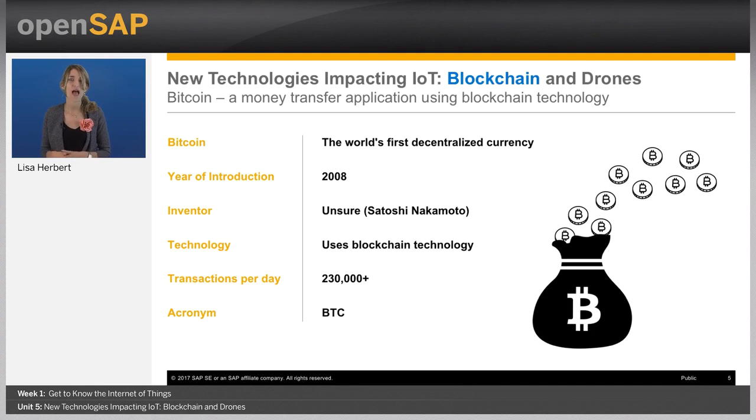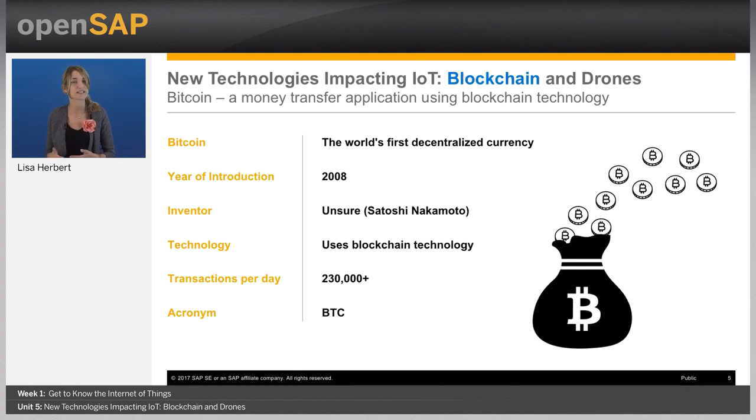Now you might ask yourself, how much is a Bitcoin worth compared to, let's say, a US dollar? Well, when we recorded this video, Bitcoin was worth a bit over $1,200 US. Bitcoin has grown drastically over the years and is involved in an average of 230,000 transactions a day. And the more popular Bitcoin gets, the more value is going to be placed on each individual Bitcoin.